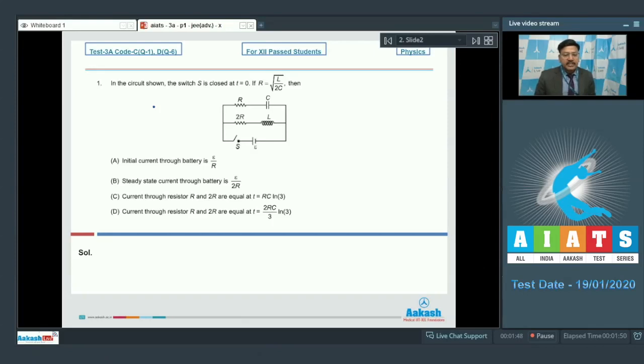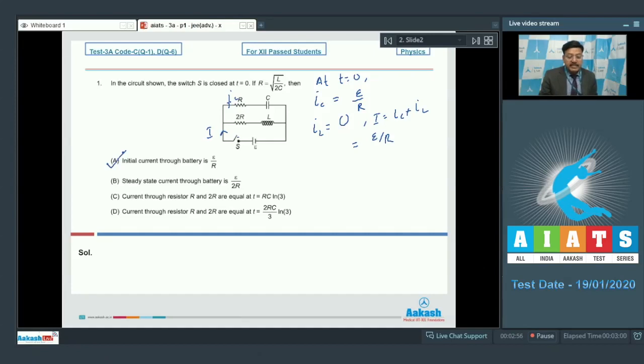Now coming to current at t equal to 0, just after closing of the switch. If I say the current in the capacitor is IC, it is equal to E by R. The reason is that the capacitor is initially uncharged and it is simply going to behave like a connecting wire at that instant, when it is totally uncharged. Current through the inductor at that instant will be 0, because the inductor is going to offer infinite resistance at that instant, and current through that branch is going to be 0. So the current through the battery, capital I, which is simply IC plus IL at any instant, is equal to E by R, which means that option A is correct.